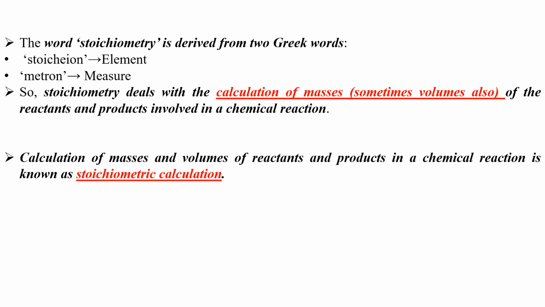Next, calculation of masses and volumes of reactants and products in a chemical reaction is known as stoichiometric calculation. So if somebody asks you what a stoichiometric calculation is, what will be your reply? It means the calculation of masses and volumes of reactants and products, isn't it? Both constitute a chemical reaction.